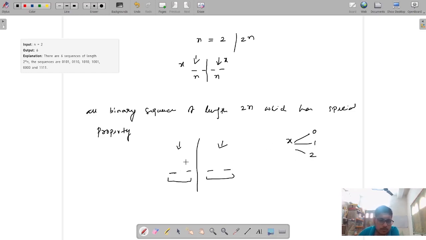If I put 0 ones, in how many ways can I put this? I can put 0 ones in one way. The number of ones here should be equal to the number of ones here. So when x is 0, this should also be 0. So 0 0 is one answer.